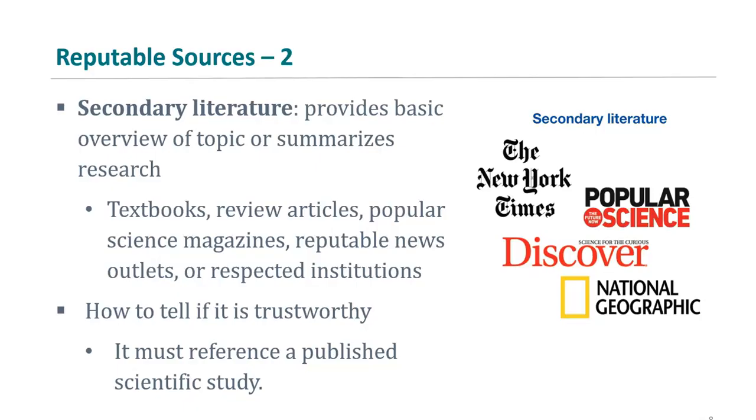So one way to tell that it's trustworthy is if they have actually referenced the primary literature, the original source of the scientific study. And that's what you want to look for. Are they just reporting it? Where did they get their information from, right? You want to make sure that they are going back to the primary literature. So secondary literature would be newspapers like the New York Times, Popular Science, Discover, even National Geographic. These are all secondary literature, right? So they're still respected institutions. It's just another way of presenting the information.